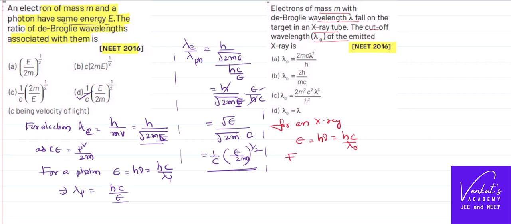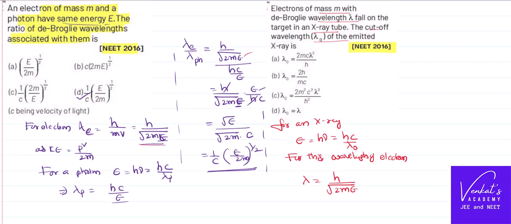So for this, the wavelength of the electron, what we can write as a formula is lambda equal to h by root of 2m into kinetic energy in the place of p. Here also I have used this.